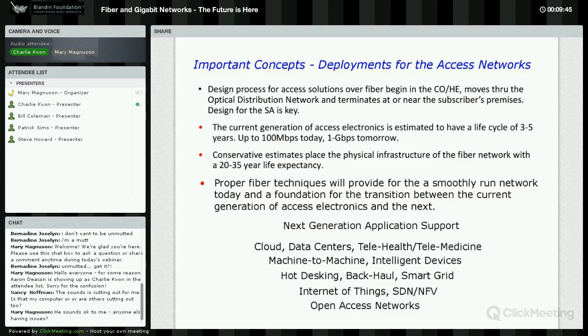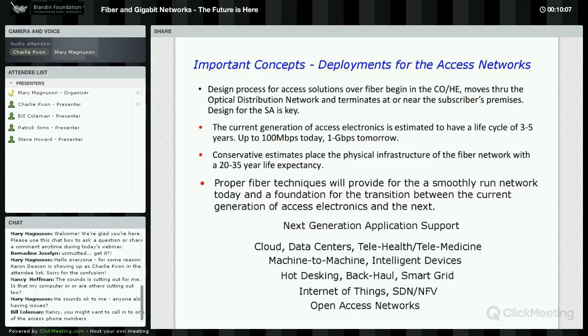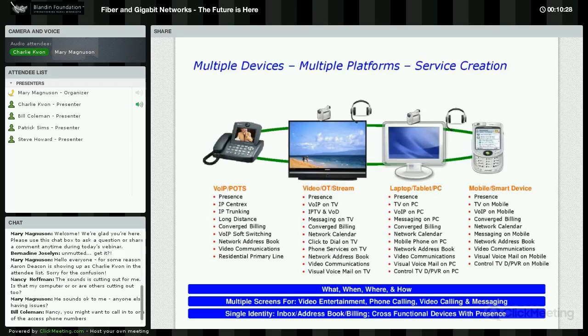Machine-to-machine, intelligent devices, a thing called hot desking, backhaul. If I talk about some of these things and you don't understand them, you'll be able to go back when you look at the slides and just pull it up on the internet. The internet is a great thing to look at. Smart grid, Internet of Things, SDN is software-defined networks, and finally open access. We're looking at building networks that multiple providers can attach to. The municipalities don't want to be the telephone companies, they don't want to be the cable companies, but they want to have multiple carriers possibly get onto the network that they're building.